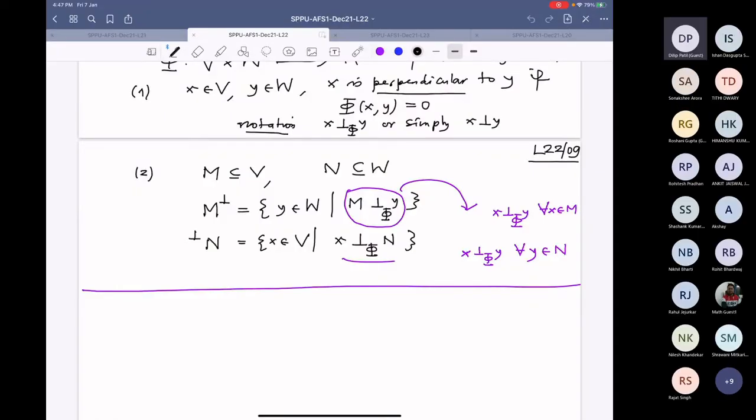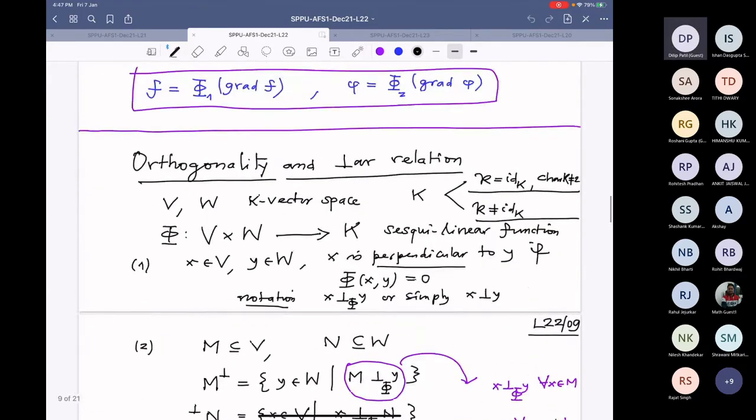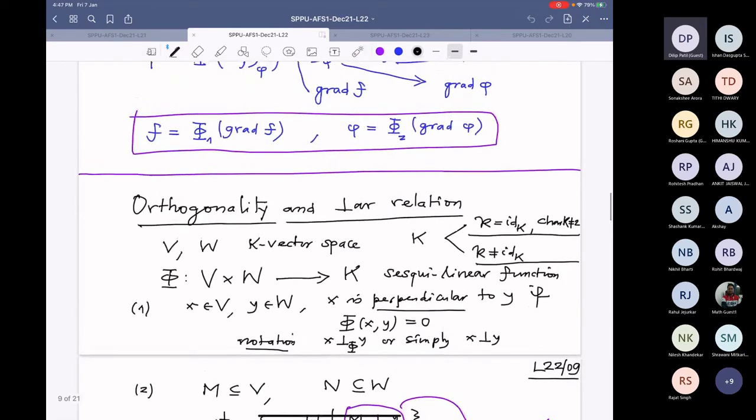So how do you remove this? What condition do you put so that the relation is symmetric? You know what I'm talking about. This relation is called two elements X and Y. It is a relation between V and W. So X is related to Y when V equals W?